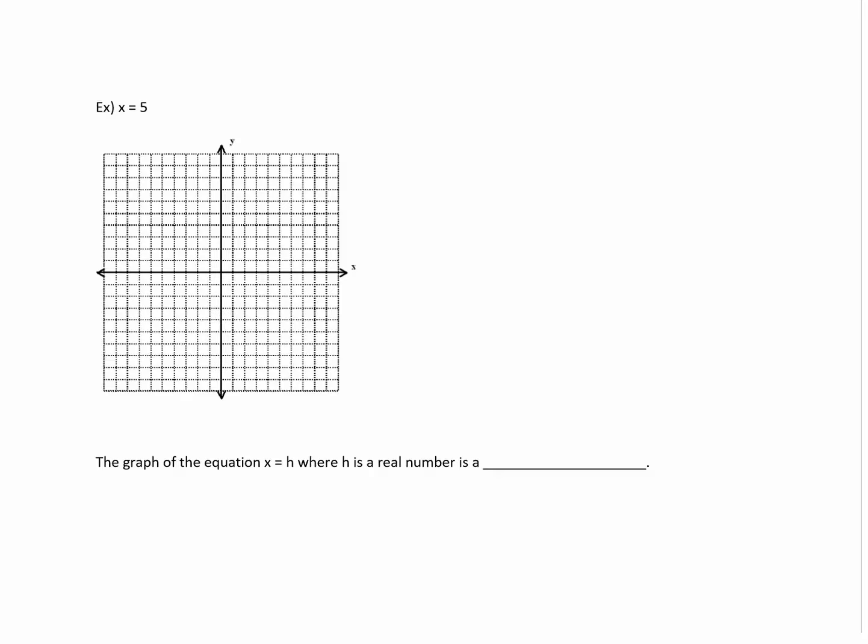In this video, we're going to be graphing vertical and horizontal lines. All right, let's take a look at the first example. We have x equal to 5. Notice this equation does not have a y variable, so I'd like to be able to rewrite the equation so that it contains the y variable.